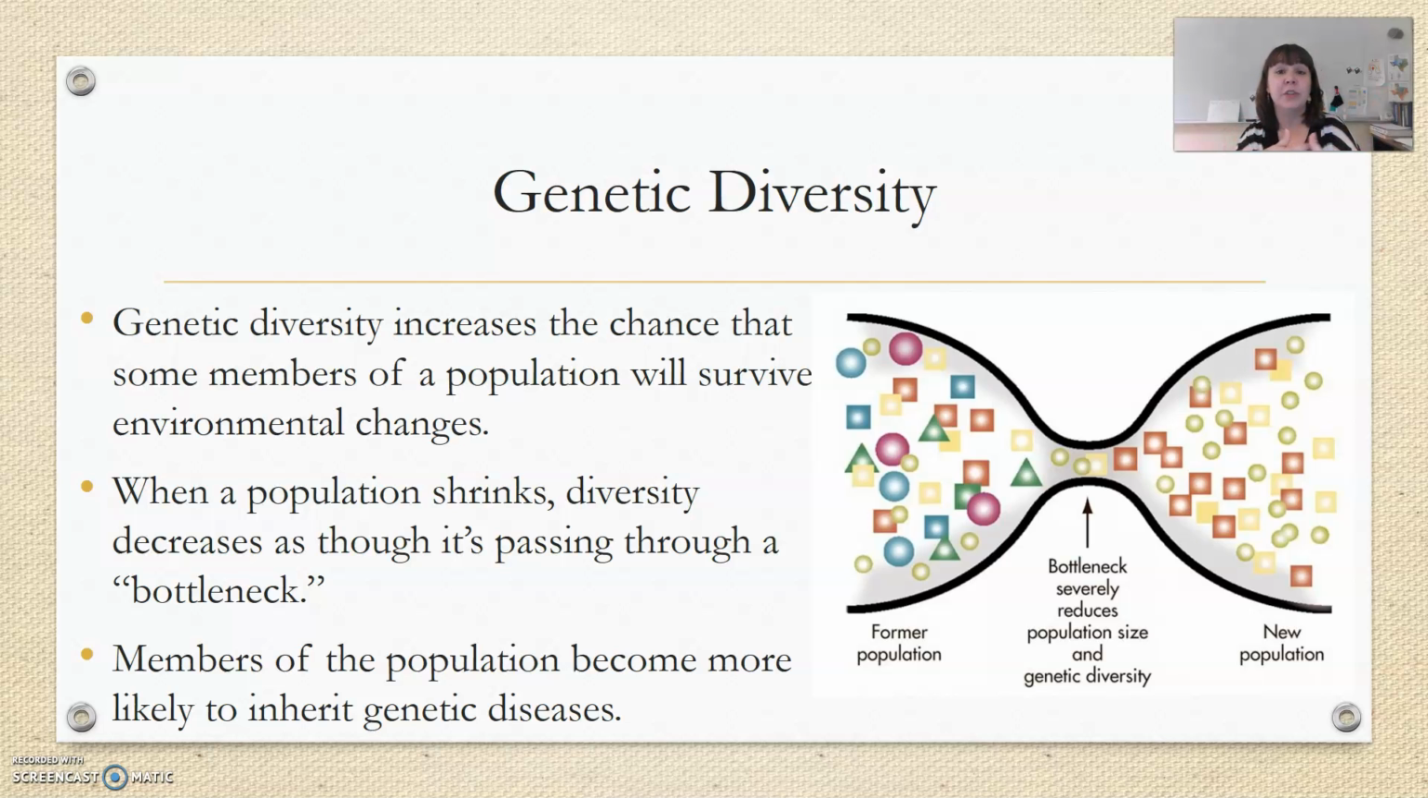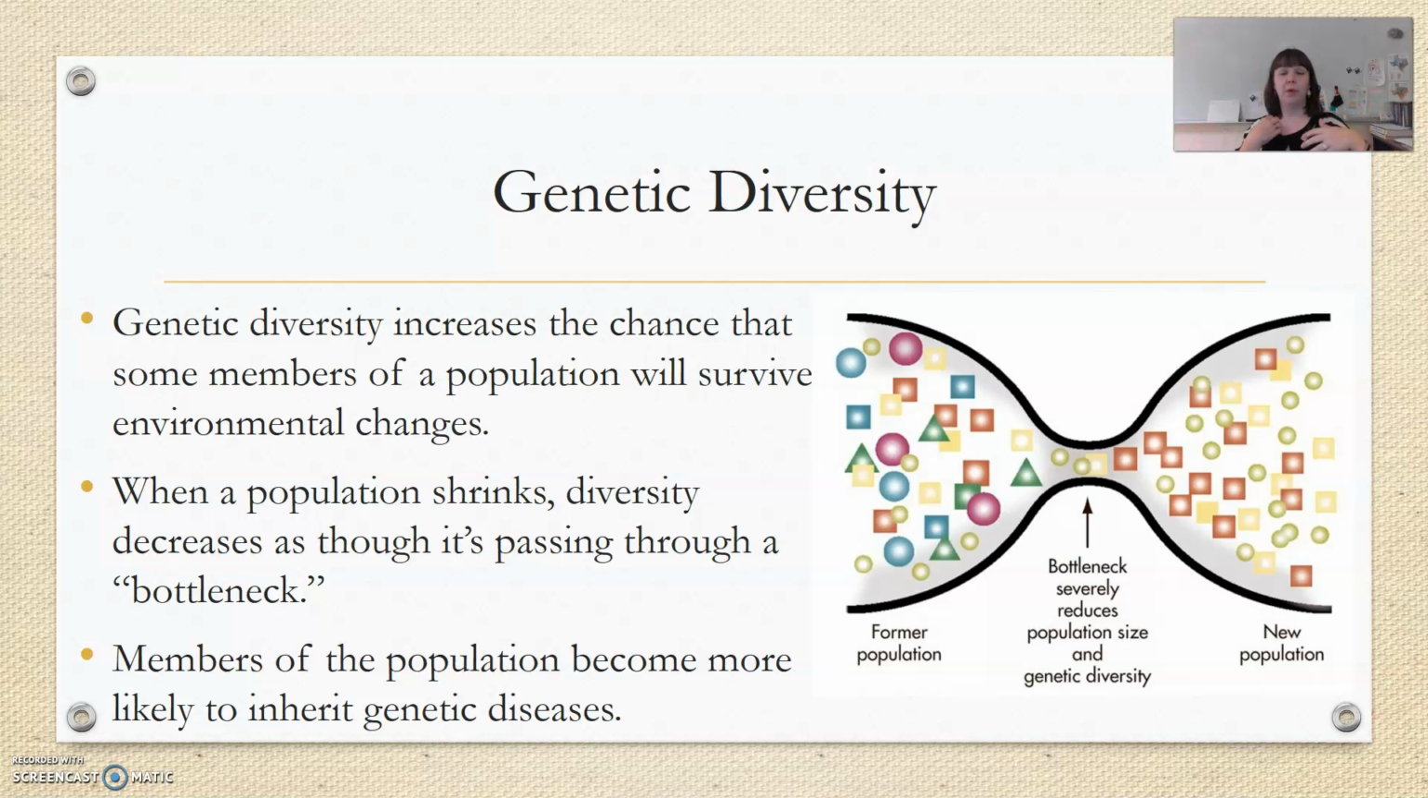Now, genetic diversity is also very important to an ecosystem. That increases the likelihood that some member of a population is going to survive the new conditions that an environment has. When you have a shrinking population, such as with our endangered species, when you get less and less members of that population, then you have less and less available traits to pass on to the next generation. It's almost like it's going through a bottleneck, like you can see in the picture here.